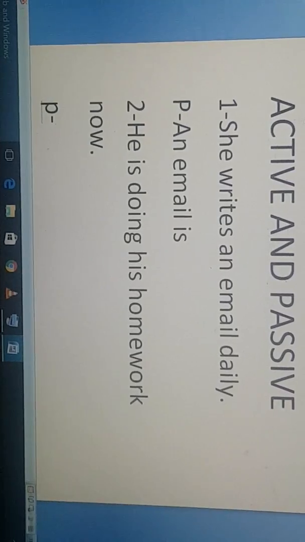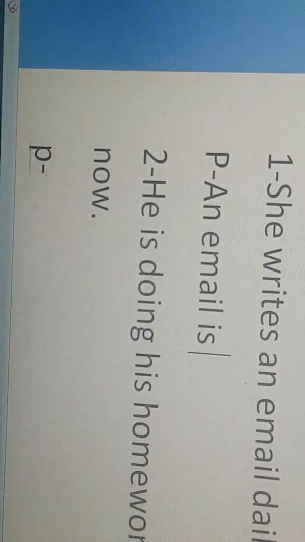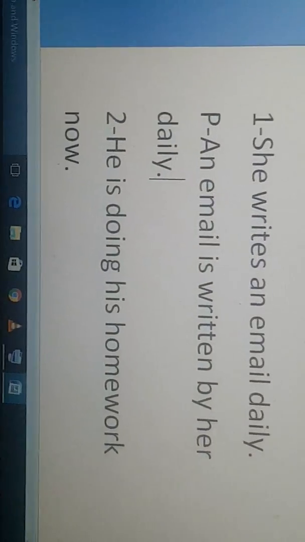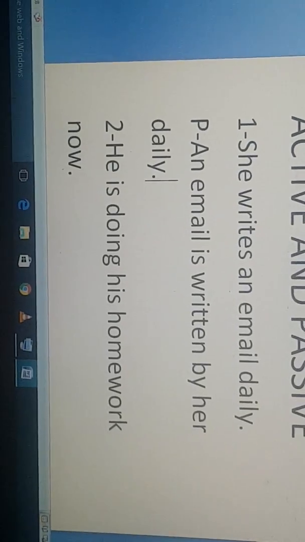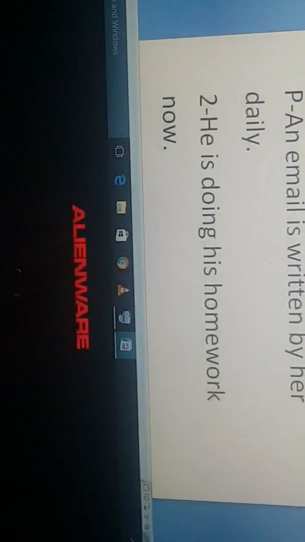Then one more task we have to do is to find out the third form of the main verb. Here the main verb is writes. It will be write, wrote, written. So we need to write here written, W-R-I-T-T-E-N. So an email is written, then you need to use by her, then the last word daily. So you can see this was an active voice and it has been converted into passive. So this is an example of present indefinite tense. Now let's check out the second one.